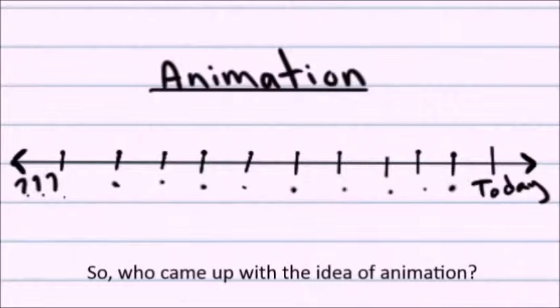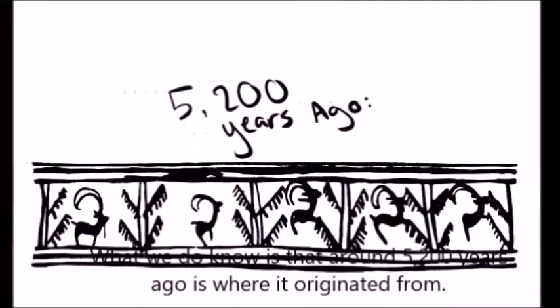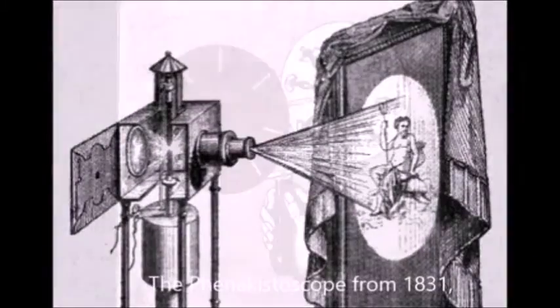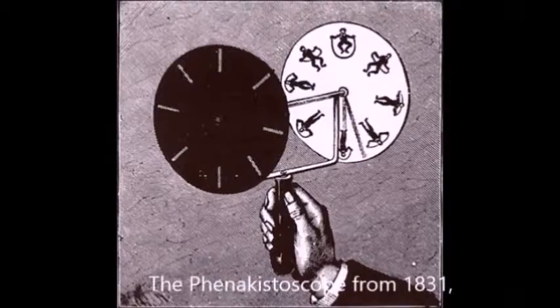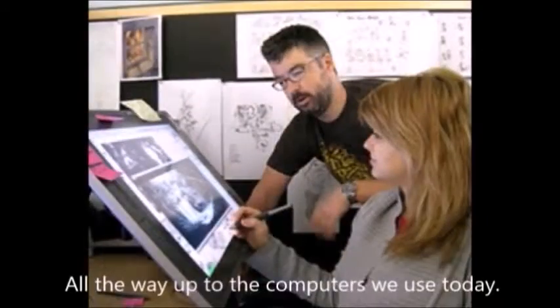So, who came up with the idea of animation? We don't exactly know. What we do know is that around 5,200 years ago is where it originated from. Animation started to evolve over the years as inventors invented machines used for animation, such as the magic lantern from 1650, the phenakistoscope from 1831, and the zoopraxiscope from 1877, all the way up to the computers we use today.